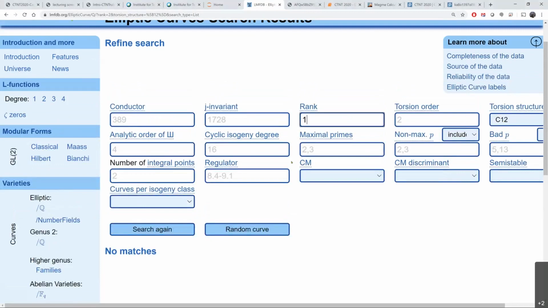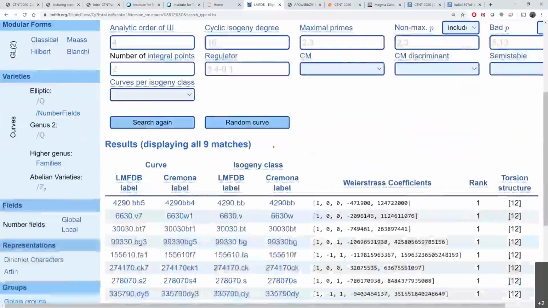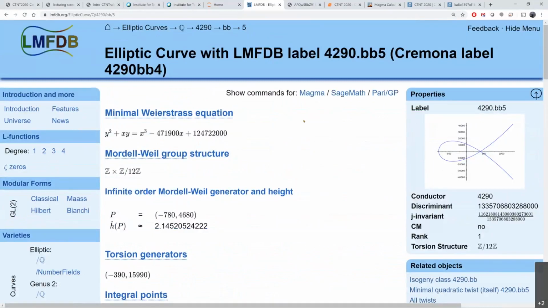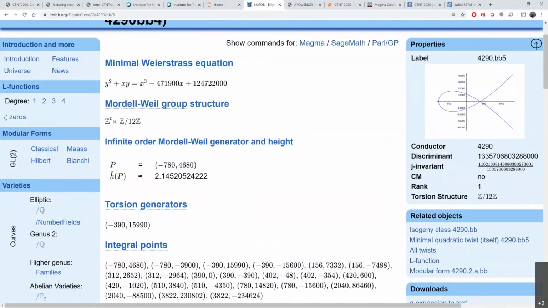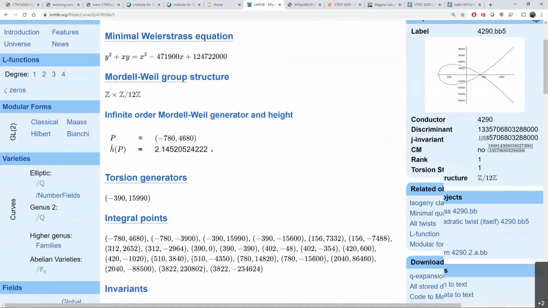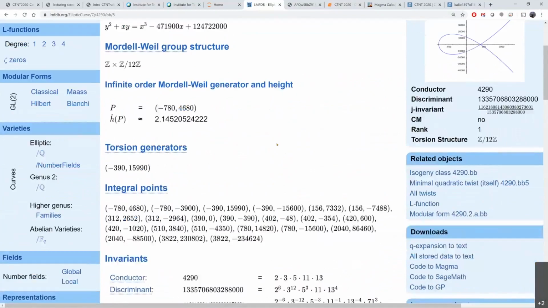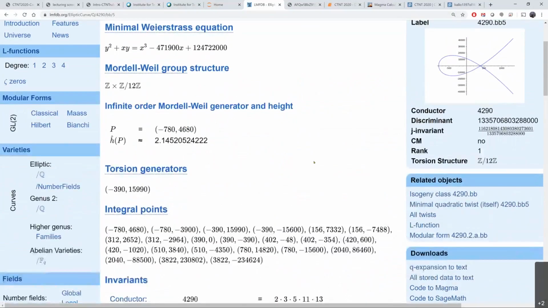Let's see if there is an elliptic curve with rank 1. Yep, here it is. This elliptic curve of conductor 4290 has Mordell-Weil group structure one copy of the integers and Z mod 12. So that's nice. You might also want to ask other things. Another interesting question is, can you find the elliptic curve in the database with the most integral points? That's another question we ask ourselves: whether we can find elliptic curves with a minimal model and a lot of integral points. How many integral points can you find on one elliptic curve?